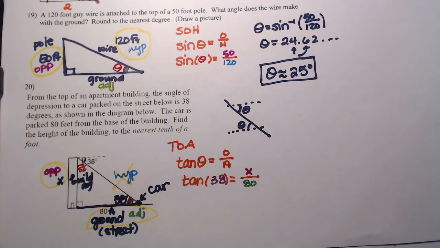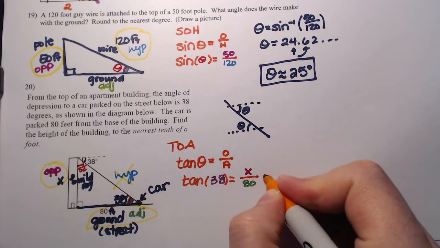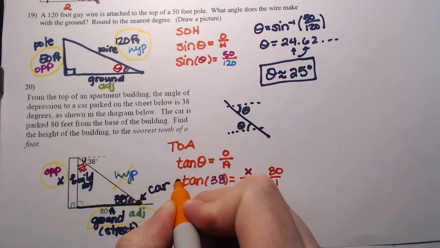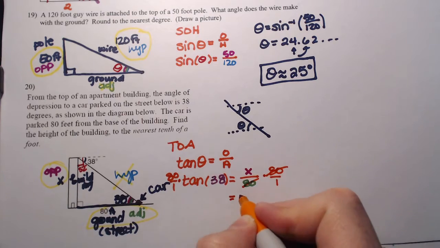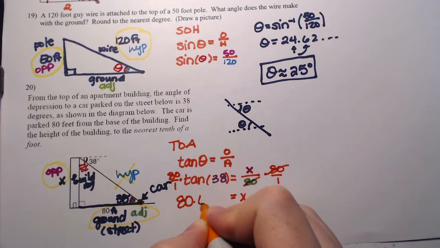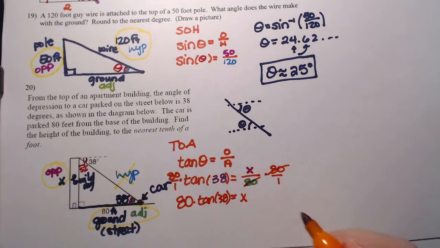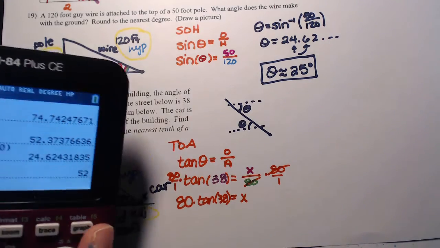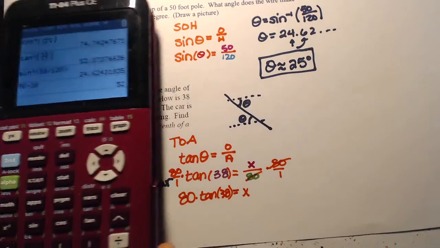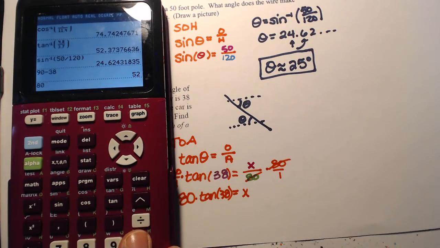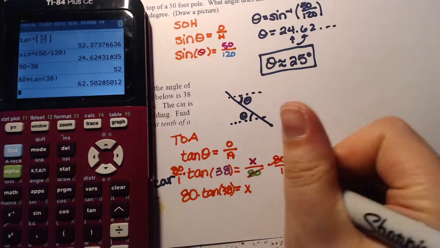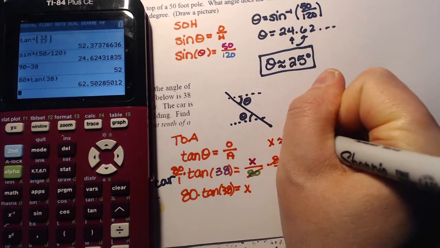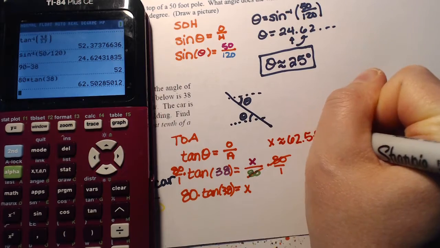Okay, well, to get x alone, I'm going to multiply by 80 over 1. Because then those reduce to 1. So I have x is equal to 80 times tangent of 38. Then you type that in. So 80 times tangent of 38. And round to the nearest tenth. So this is 62.5 feet.